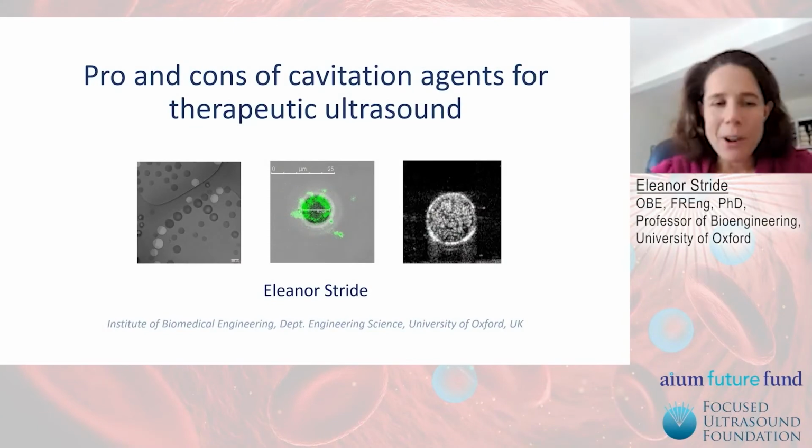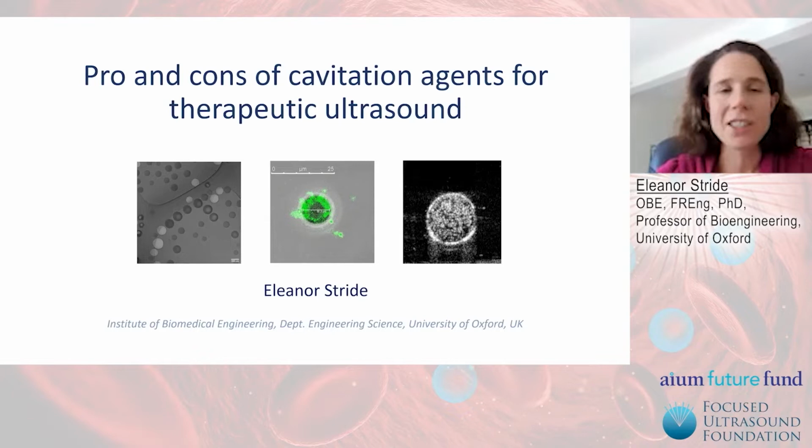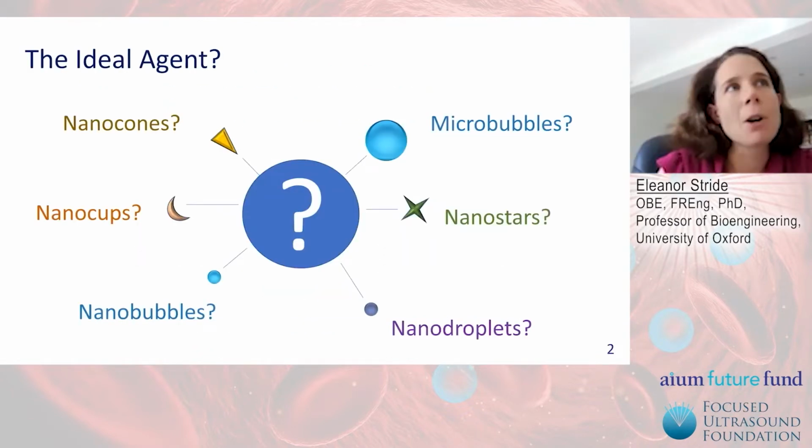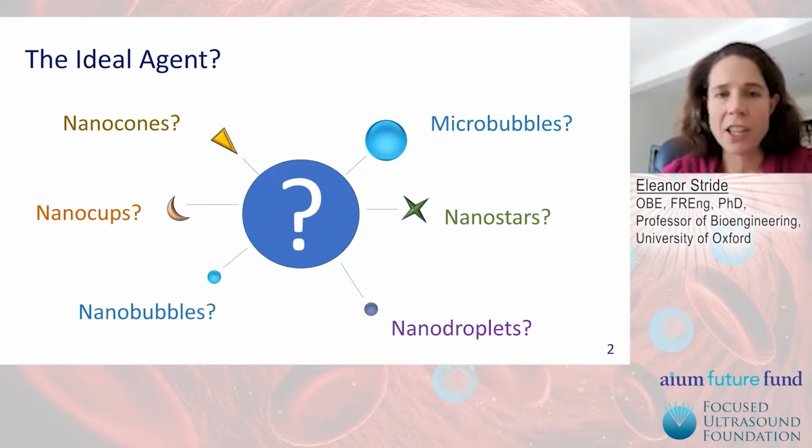Hello, and thank you very much to the organisers for inviting me to give this talk on the pros and cons of different cavitation agents. There have been many different types of particle proposed in the literature as potential cavitation agents, from nanobubbles to nanostars. And so I wanted to start by looking at what would be the characteristics of the ideal agent.